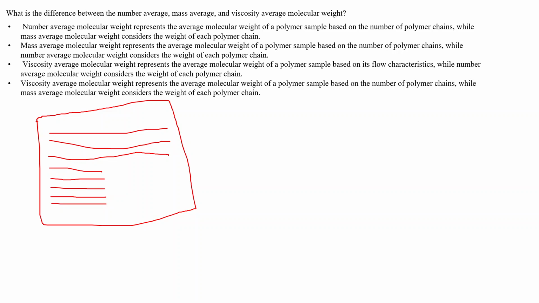That definition is not present right here in these four options. So we need to go for the number average and mass average. You can clearly see that statement one is the correct answer, where number average weight represents the average molecular weight of a polymer sample based on the number of polymer chains, while mass average represents the weight of each polymer chain. So the first option is the right one.